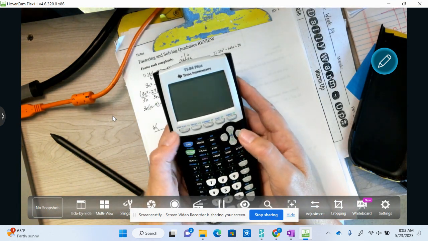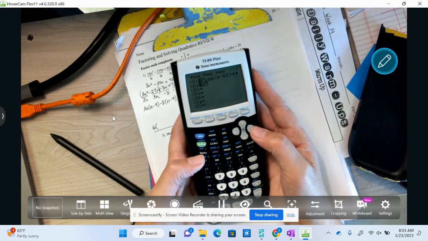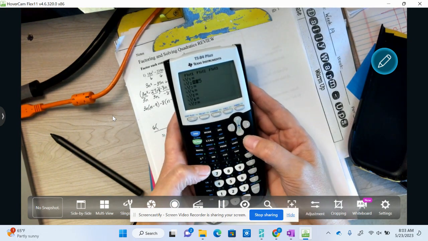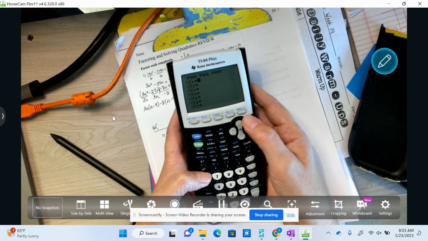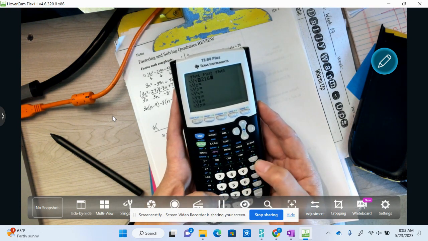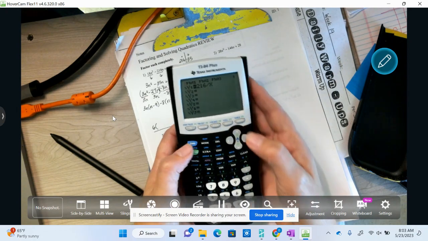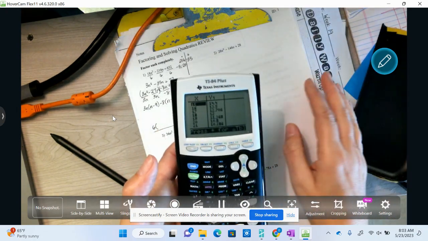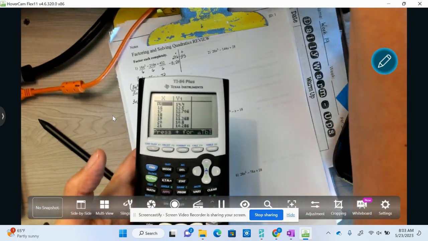So y equals, clear all that out of there. So 216 divided by x. I see your hand, honey. And then I'm going to go to the second graph, right? Second graph. And here is your table of values.